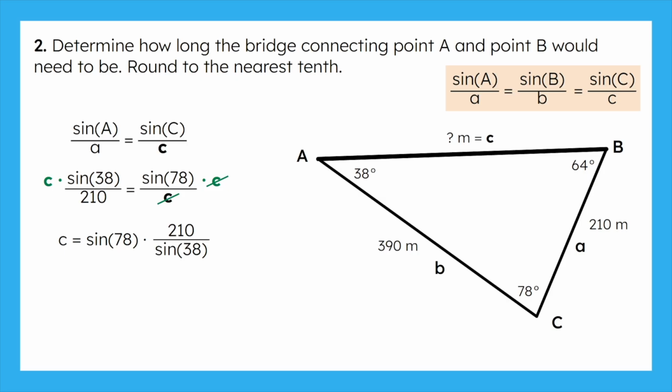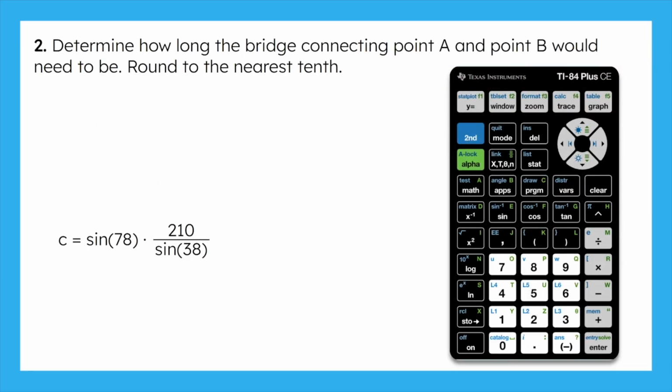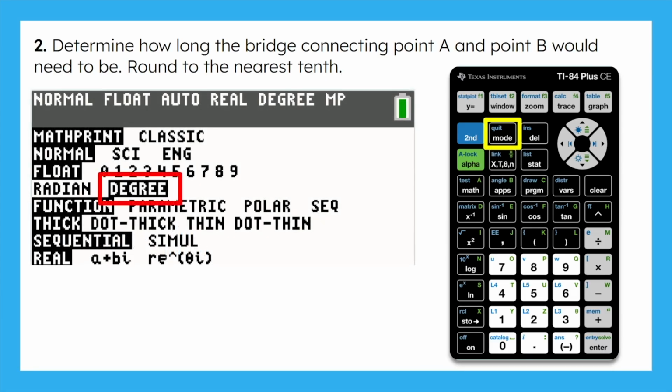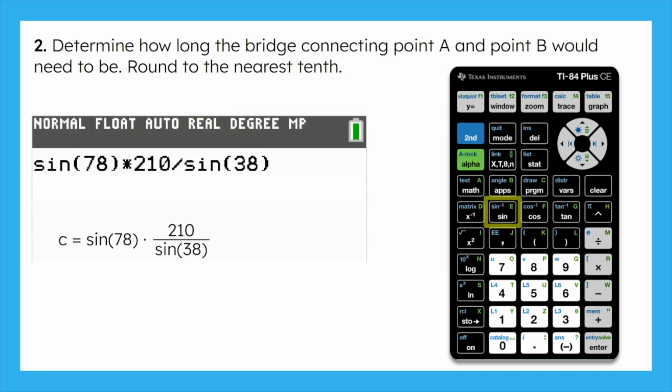Great, now our expression is solved for C, but I won't be able to find an answer without using a calculator. I'll show you using one type of calculator. Yours might be a little different. First, since the other angles are given in degrees, I'll go into the mode settings and ensure my calculator is set to degrees. Now we're ready to type in our expression for C. Remember, it's best to type everything in at once using the proper parentheses and order of operations instead of trying to do this in multiple steps.